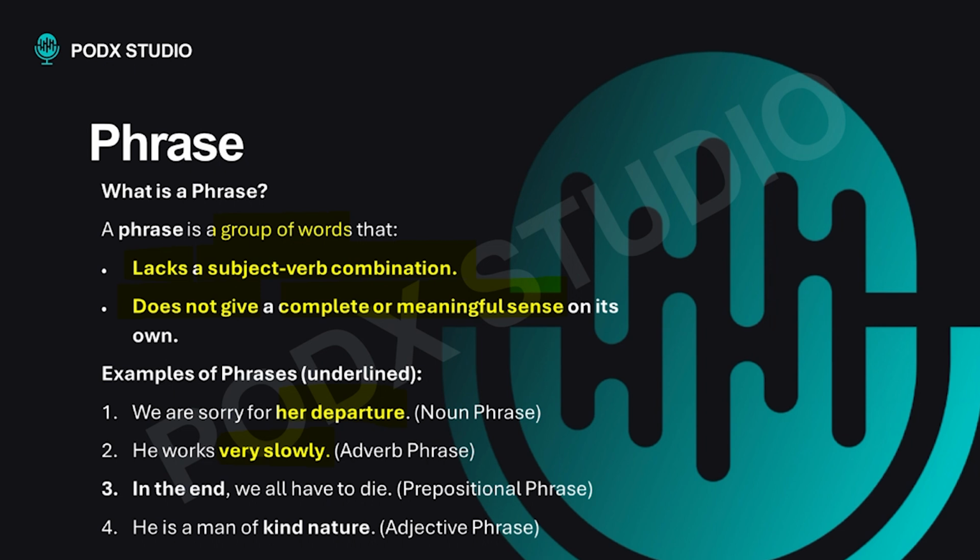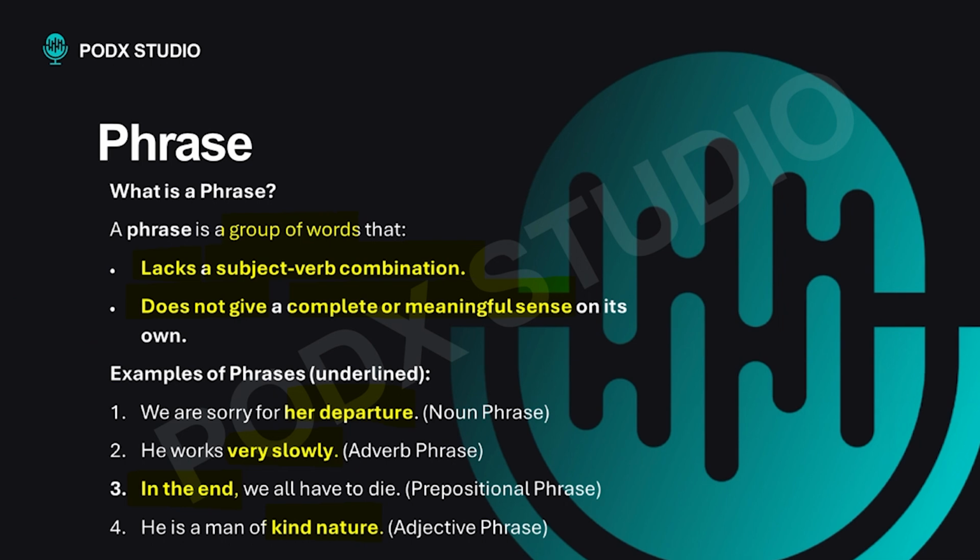Okay, let's move further to the third point. In the end, we all have to die. Again, we all have to die is giving a meaningful sense, but in the end is not giving a meaningful sense and not having the subject plus verb combination. That's why it's a phrase here. Fourth one, he is a man of kind nature. Kind nature, again, it's not giving a meaningful sense, not having the subject plus verb combination. That's why it's a phrase here.